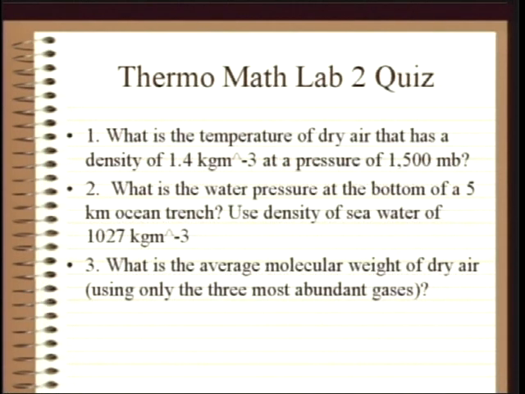Question number 2, what is the water pressure at the bottom of a 5-kilometer ocean trench? And use the density of seawater of 1,027 kilograms per meter cubed. Question number 3, what is the average molecular weight of dry air using only the 3 most abundant gases?